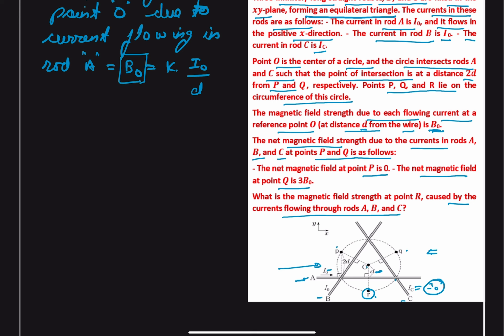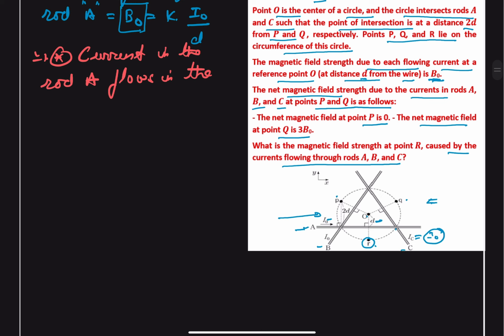It is also given the direction of current I. We are given that the current in rod A flows in the positive x direction. So we are going to use this rod A and find the magnetic field at point P as well as point Q.